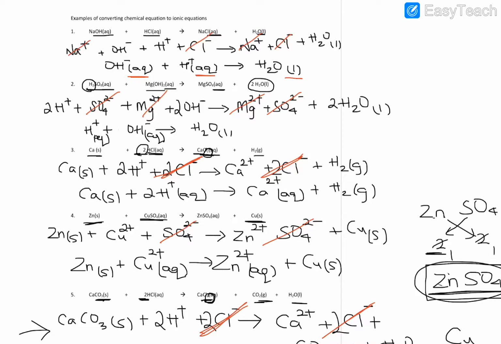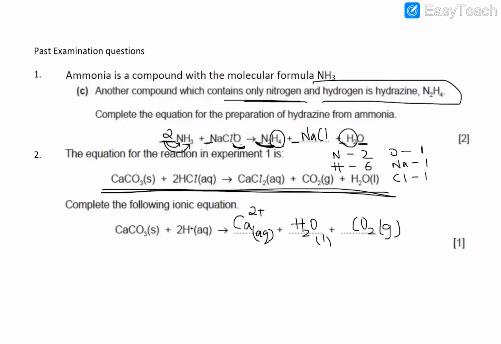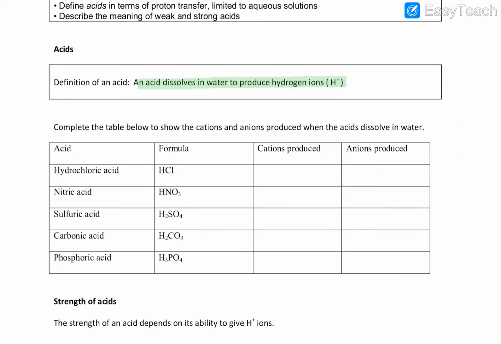So see here, we had HCl. You see when HCl splits in aqueous, it gives you H+ and Cl-. Because it gives you that H+, it means that it is an acid. So anything that gives H+ is an acid. So here we have a couple of examples of acids. You need to know all these acids and you need to know their formula.